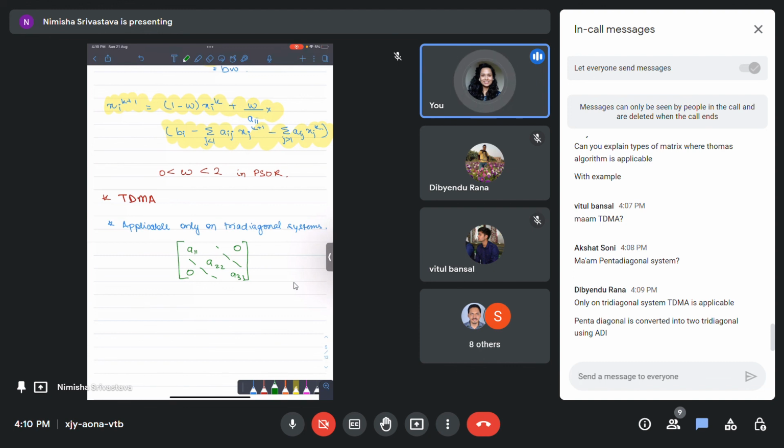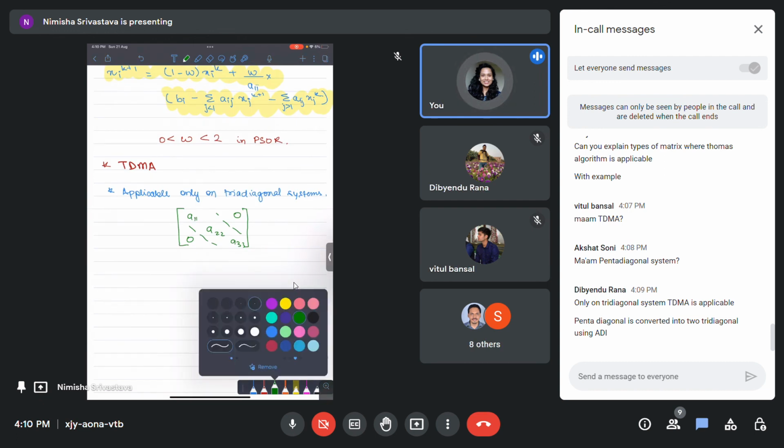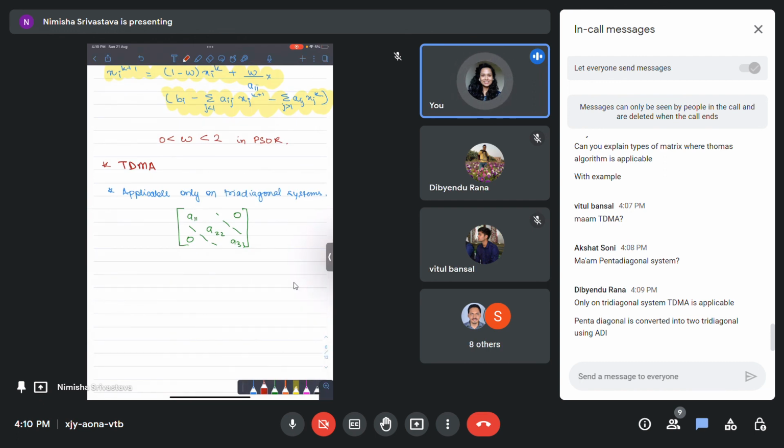A pentadiagonal system is converted into two tri-diagonal systems using ADI. Okay, so someone has an idea about that. Thank you for that. ADI is sort of another iterative scheme in which we sweep through the matrix. So we can take up ADI in the next class if that is required.